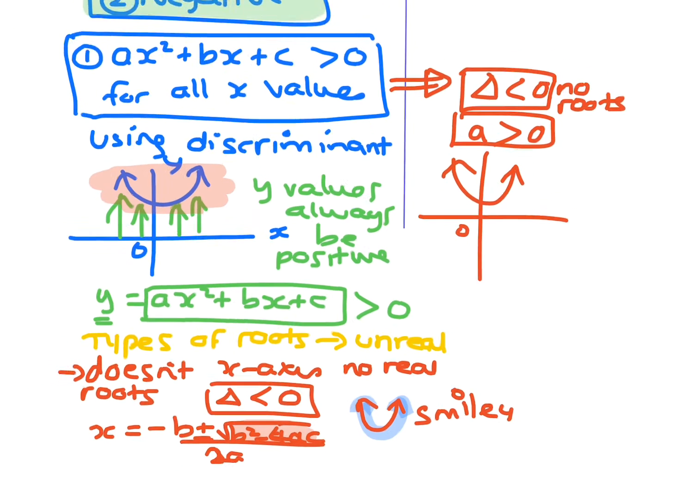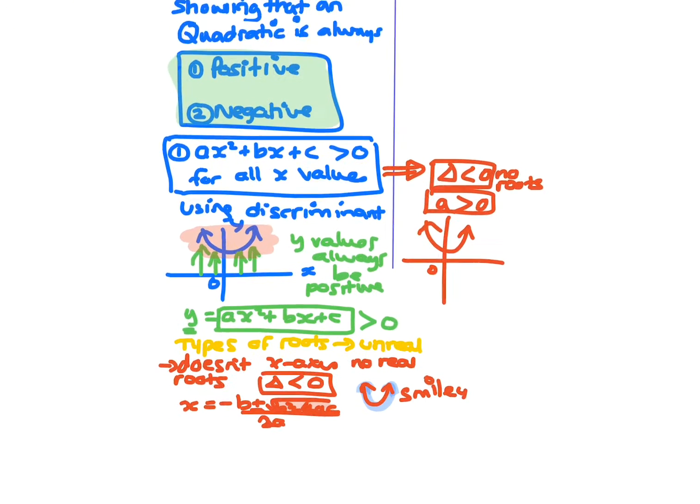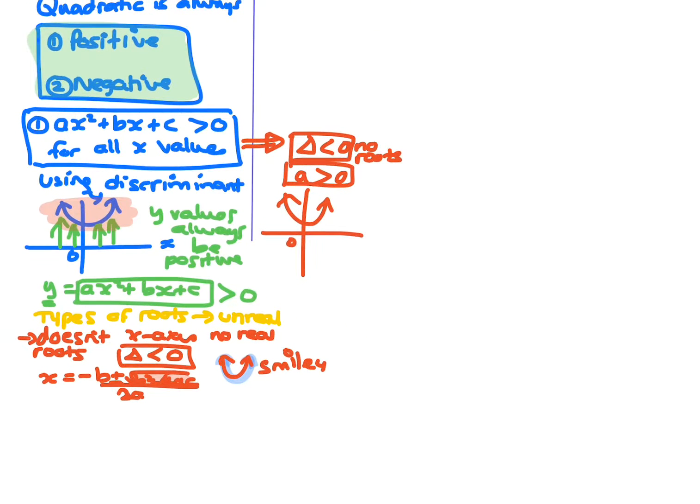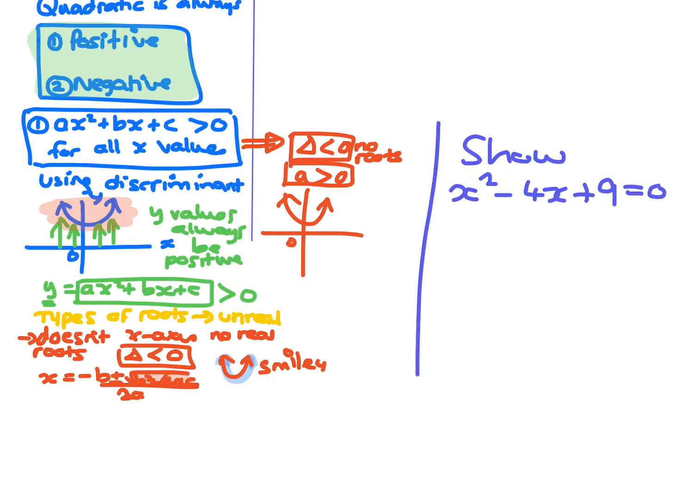So let's look at an example on this now. We'll just look at an example for the positive one. You just want to show that x squared minus 4x plus 9 is always greater than 0. That's basically what we're going to do. We're going to show that it is always greater than 0 for all values of x.